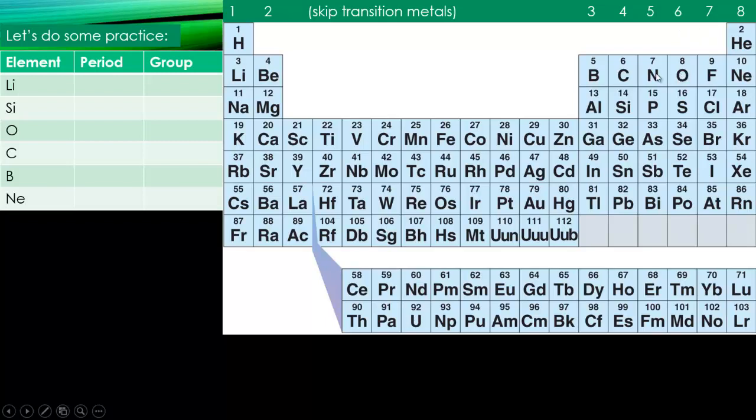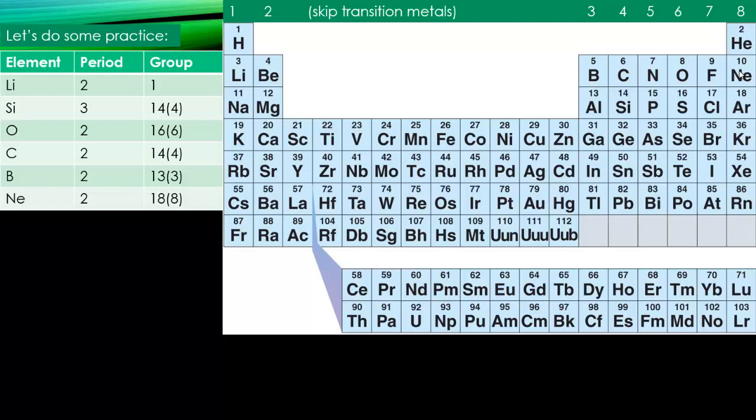If you look for carbon, it's 2 spots to the left, so it is also in the second row, period 2. And we're going to use group 4. Boron is 1 to the left, group 3, same row, same period, and then neon is off to the right. If you fill those in, you've got the period and group right there.